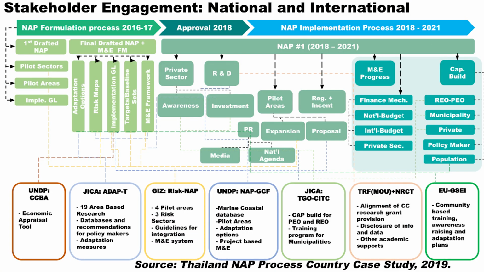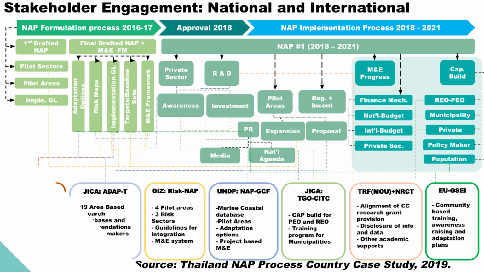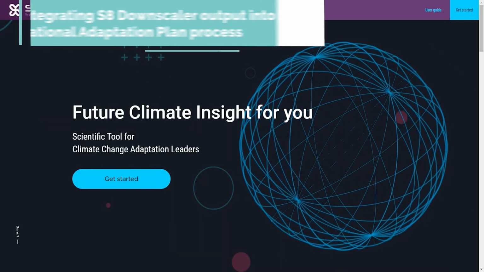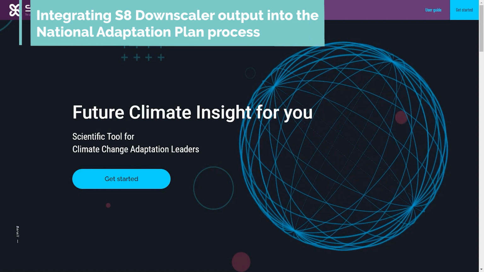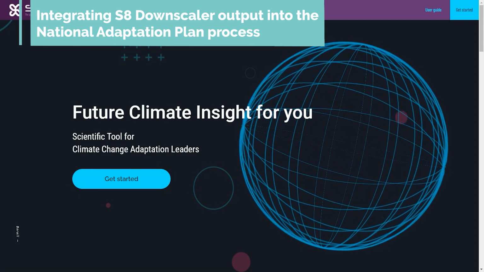During the entire NAP development period, the process was supported by different national and international organizations and research institutions including UNDP, EU, GIZ, JICA, TRF, NRCT, and TGO. Now, let's look at how the output from the S8 Downscaler tool can help with the NAP process.